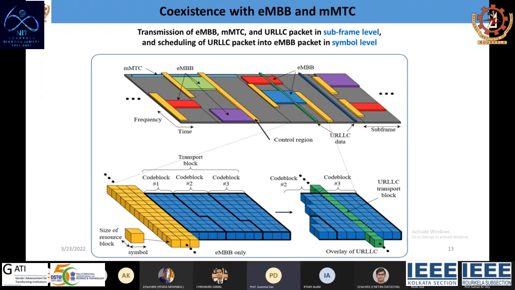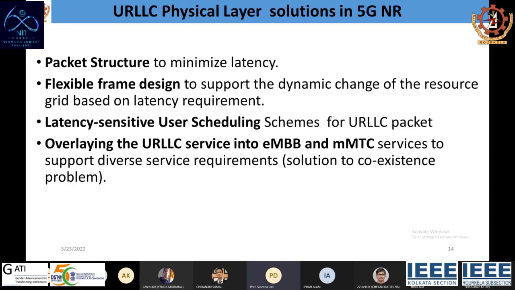Now, the three major layer solutions in 5G to support URLLC are as follows. Number one is a flexible packet structure to minimize latency, then a flexible frame design to support the dynamic change of the resource grid based on the latency requirement. Third is latency sensitive scheduling. And fourth is to overlay the URLLC service onto eMBB and mMTC service.